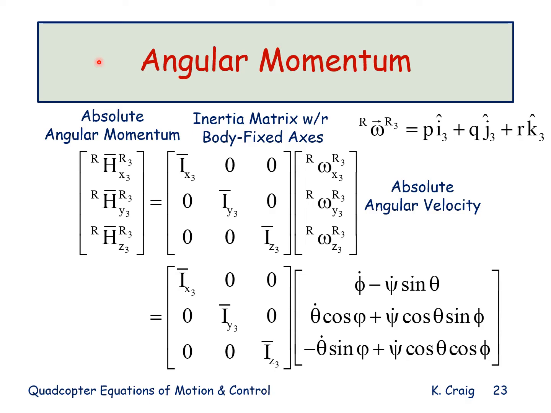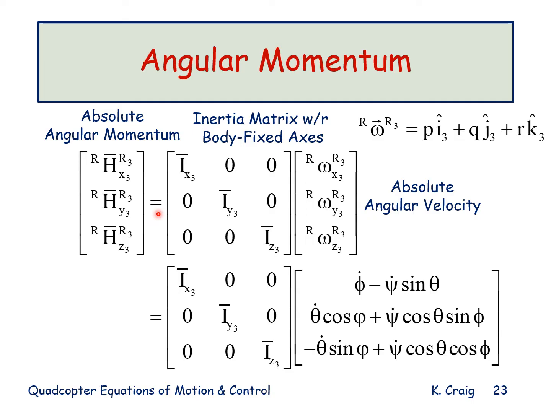Let's now find the absolute angular momentum of the quadcopter with respect to its center of gravity, its CG. Here is the absolute angular momentum. This is the angular momentum with respect to the grounded reference frame, R. And it's the angular momentum of the quadcopter, R3, with respect to its CG as indicated by the overbar. And these are the components of that in the body fixed coordinate frame, x3, y3, z3.